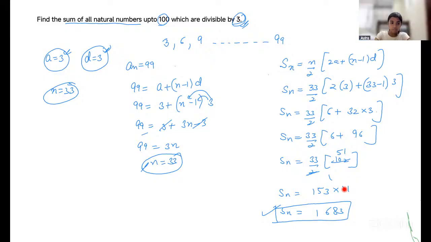Good answer. Sir, I wrote S is equal to n by 2 into (a plus l), where l is the last term. Right. Sir, your method is a bit complicated.